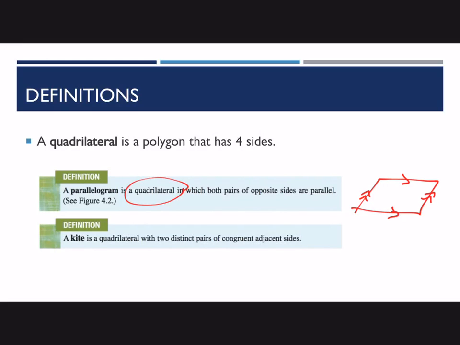Kites are quadrilaterals with 2 distinct pairs of congruent adjacent sides. So we have 2 sides congruent to each other, they're adjacent, and then the other 2 are congruent to each other, but not to the first pair. So they're definitely different lengths. And notice kites are also quadrilaterals.